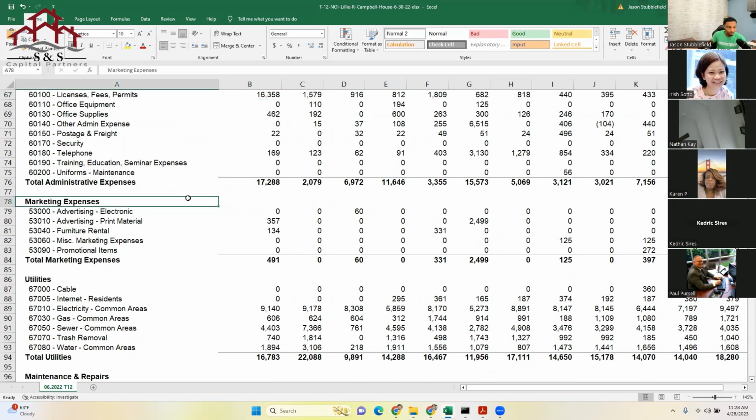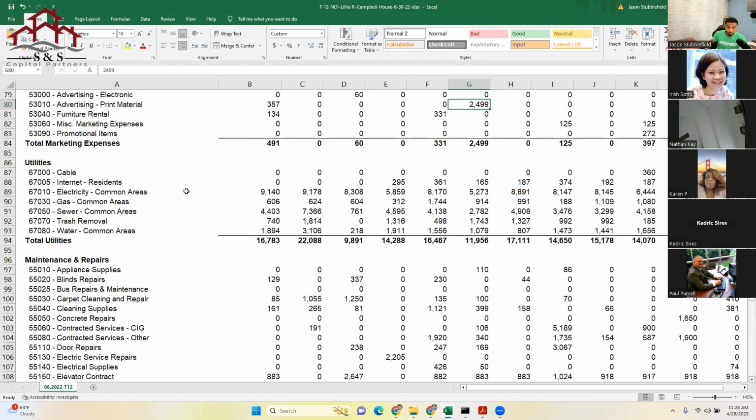All right, marketing expenses. Marketing is mainly what they're doing to attract tenants. If a property is not filled to capacity, you may see more expenses in this category. As they fill up, they won't spend as much on marketing, right? Makes sense. Utilities, you see that's broken down into gas, sewer, trash, and water expenses.